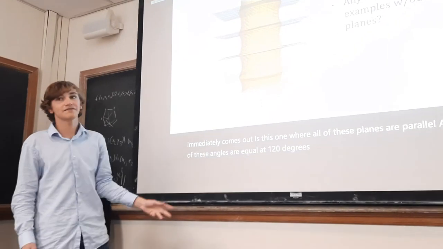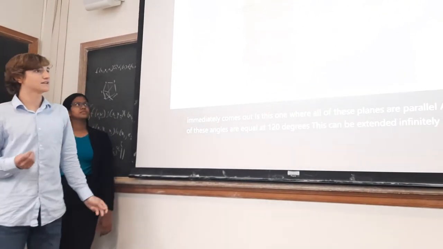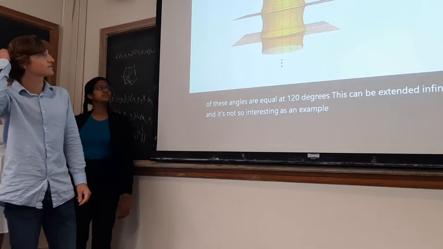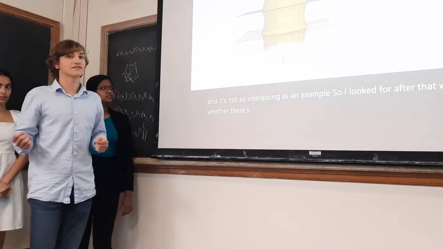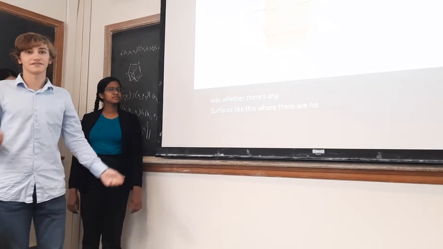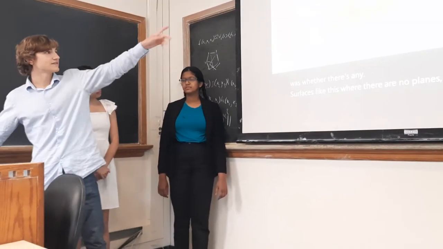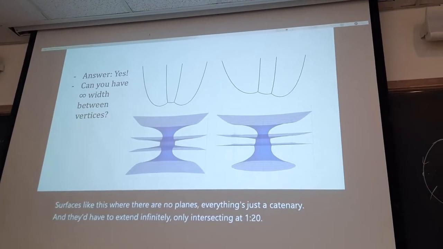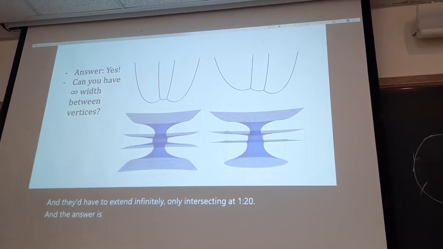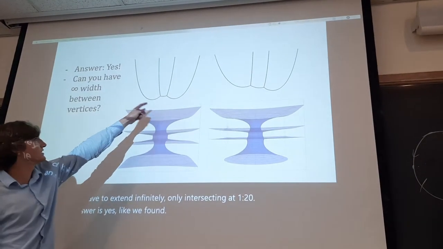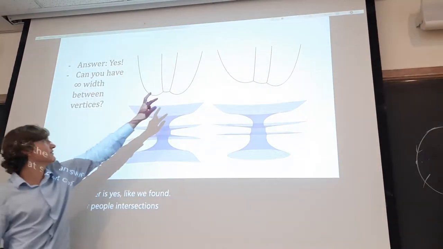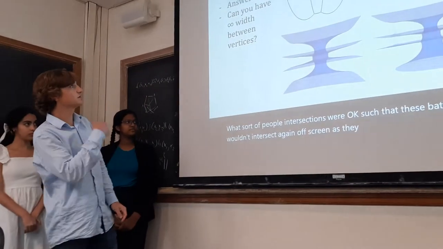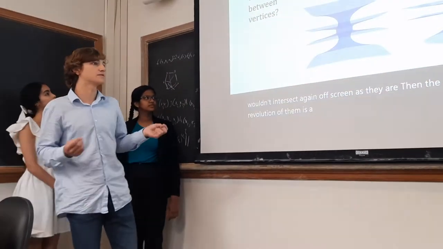This can be extended infinitely, and it's not so interesting as an example. So what I looked for after that was whether there are any surfaces like this, where there are no planes, everything's just a catenary. And they'd have to extend infinitely, only intersecting at 120. And the answer is yes. We found what sort of triple intersections were okay, such that these catenaries wouldn't intersect again off screen. If they are, then the surface of revolution of them is a rotationally symmetric mod 3 minimal surface.